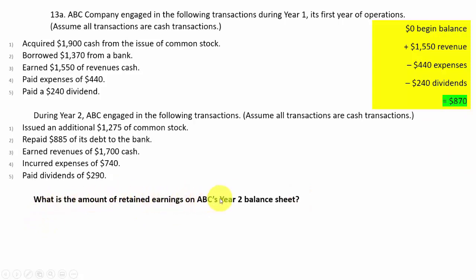That's important because we're going to carry that balance forward into year two, because we need the amount of our retained earnings balance at the end of year two. So at the end of year one, same thing at the beginning of year two, 870. We want the ending balance of retained earnings.